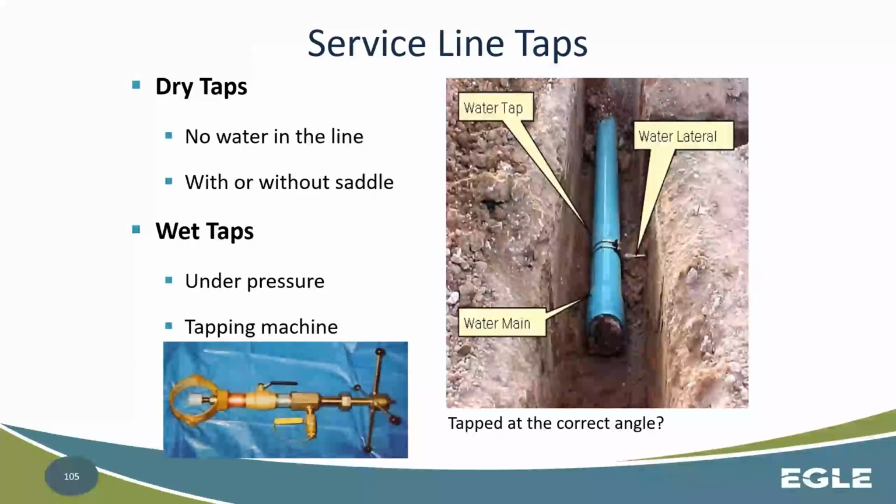And then service line taps. You can have a dry tap or you can have a wet tap. Dry tap means that there's no water in the line. It can be done with or without a saddle connection. Wet taps are typically done under pressure, so there's water in that line, and it's used with a tapping machine typically. You're making that cut into the main and putting that corporation fitting on at a similar time. The dry tap is probably done in more of a succession style. So you'd be cutting, and then you'd be either putting on the saddle or tapping directly and then making those connections. Okay.